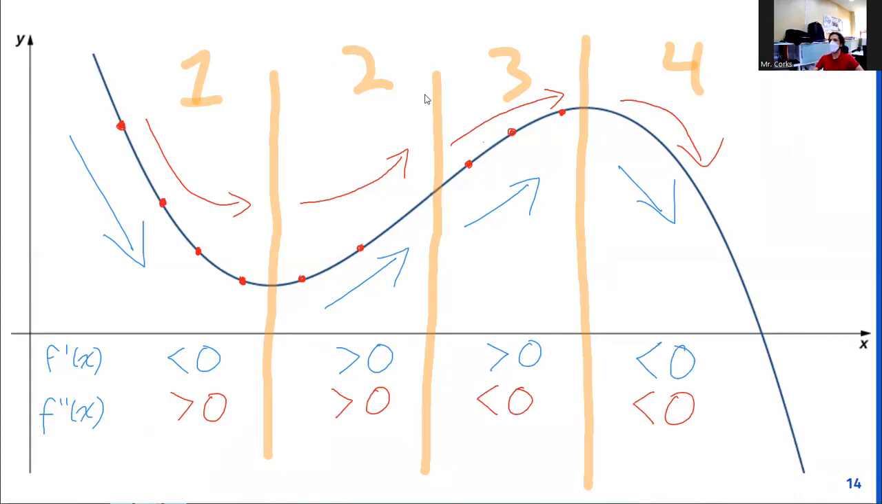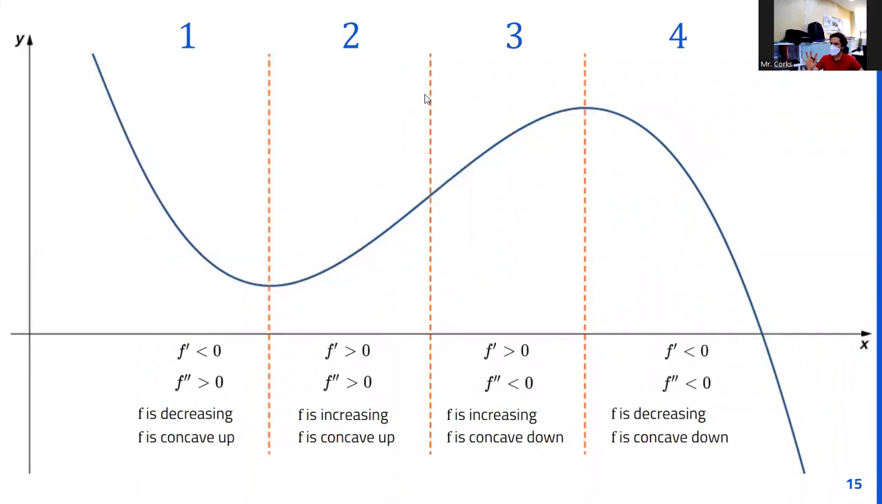So those are the basic 4 things that can happen. 4 different possible combinations of our first and second derivative being positive or negative. Any function you're looking at, any curve will fall into one of these 4 categories between the kind of turning points and inflection points.